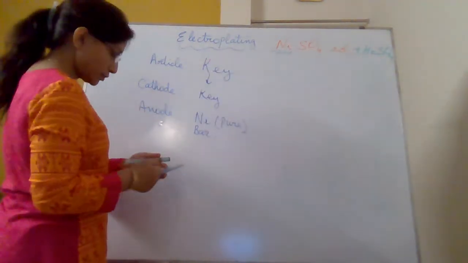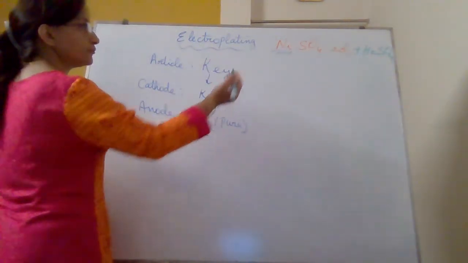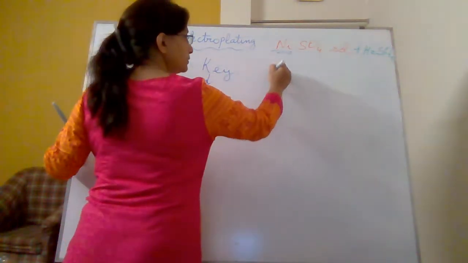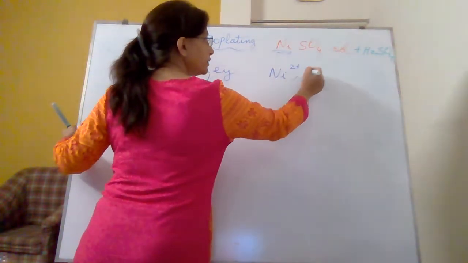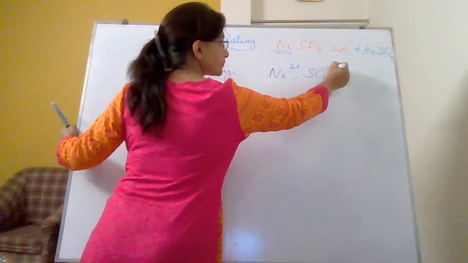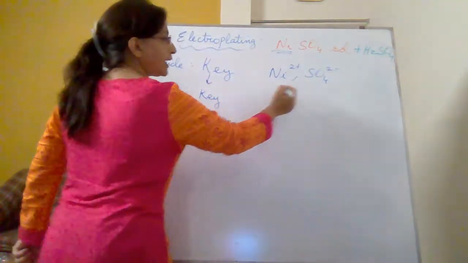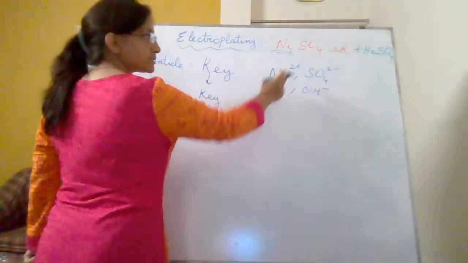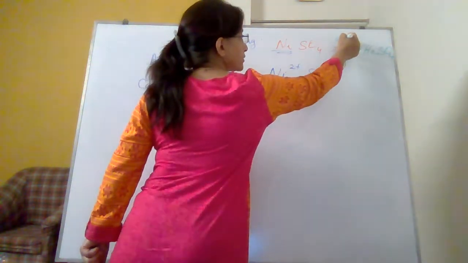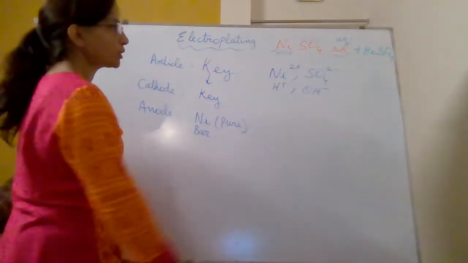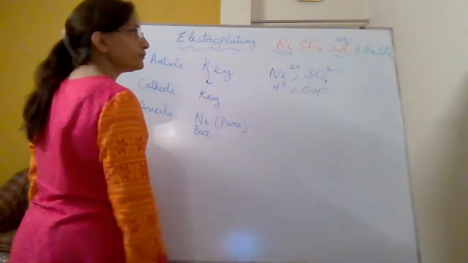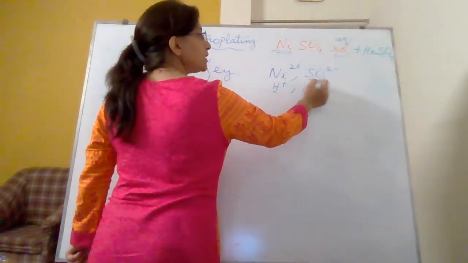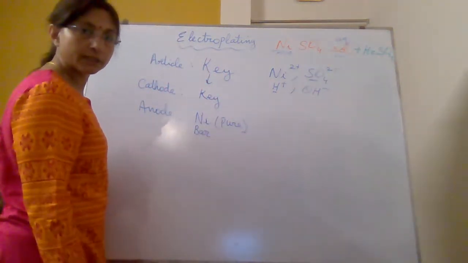So here the total number of ions that will be present are going to be nickel, then sulfate, then we will have H positive, OH negative, since it's a solution, which means water. So H positive and OH negative. And from H2SO4 again we will have H positive and sulfate ions. The reason is the same.